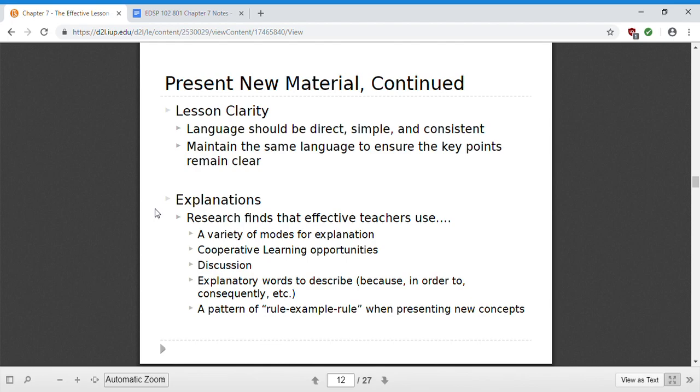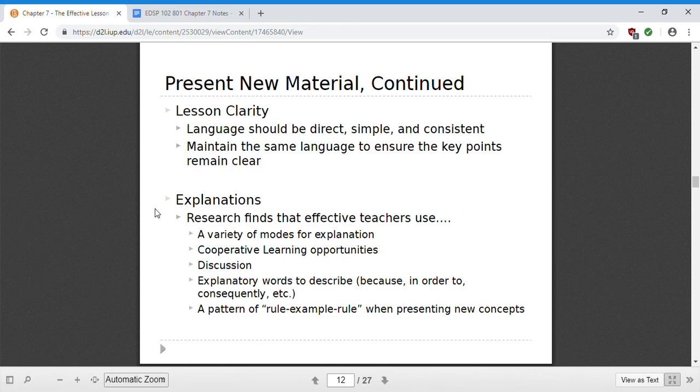Research has found that effective teachers will use a variety of different modes for giving explanations. They'll use cooperative learning opportunities, use discussion, and use explanatory words when describing information. That means that you could say something like, in order to best facilitate your students' retention of information, you're going to explain why that information is important to them. So that's an example of using explanatory words to describe a piece of information to your students.